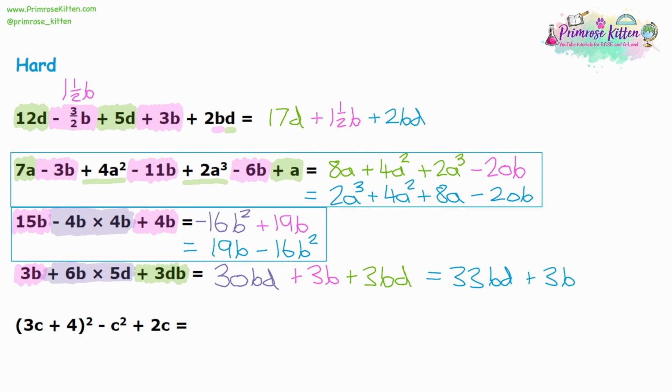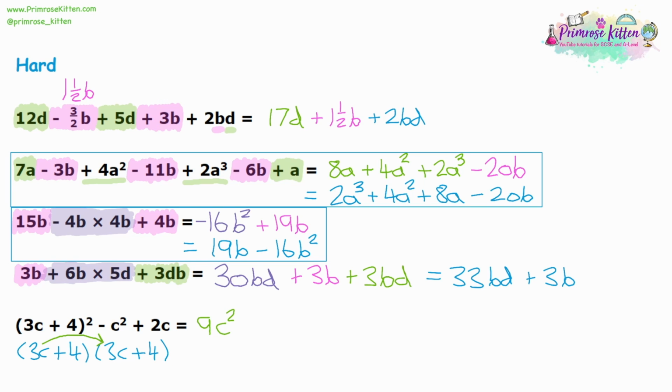So if you've got 3c plus 4 in a bracket and it's got a power 2, that means you've got 2 sets of that bracket. And we're going to get rid of the brackets and multiply this out. So we're going to multiply all the numbers by all the other numbers. So we're going to do 3c times 3c. So 3 times 3 is 9, and c times c gives us 2 c's, or c squared.